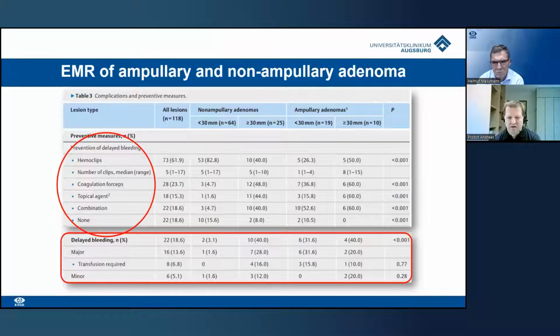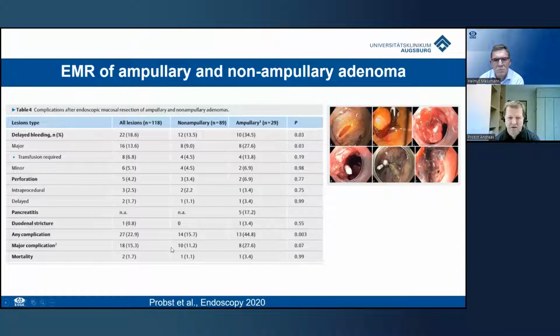And there are new data from Japan. Next slide, please. This is another slide which shows the difference between non-ampullary and ampullary adenomas. And you can see when you take all non-ampullary lesions together, the risk for delayed bleeding is 13% compared to 34% for ampullary lesions. And also the risk for perforation is higher in ampullary lesions. It was 6.9% compared to 3.4% for non-ampullary lesions. And so we have to improve our preventive strategies.